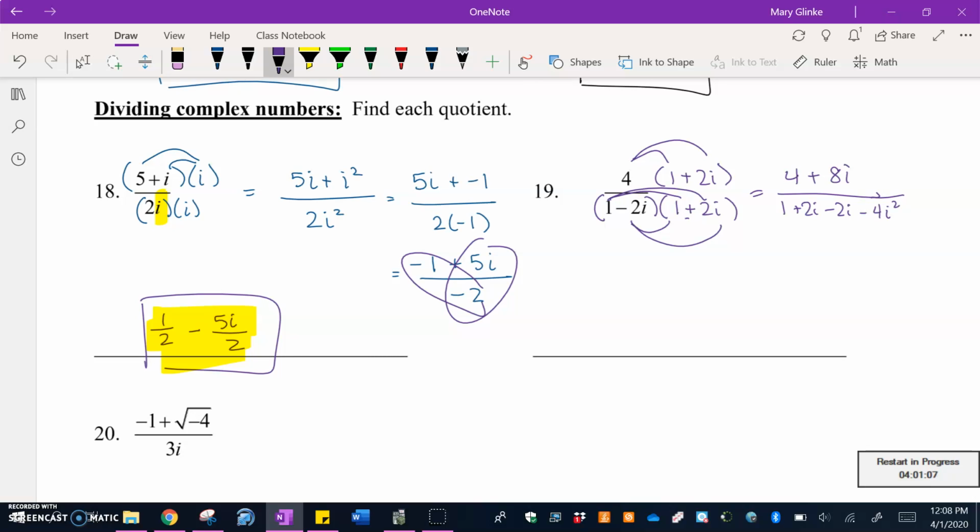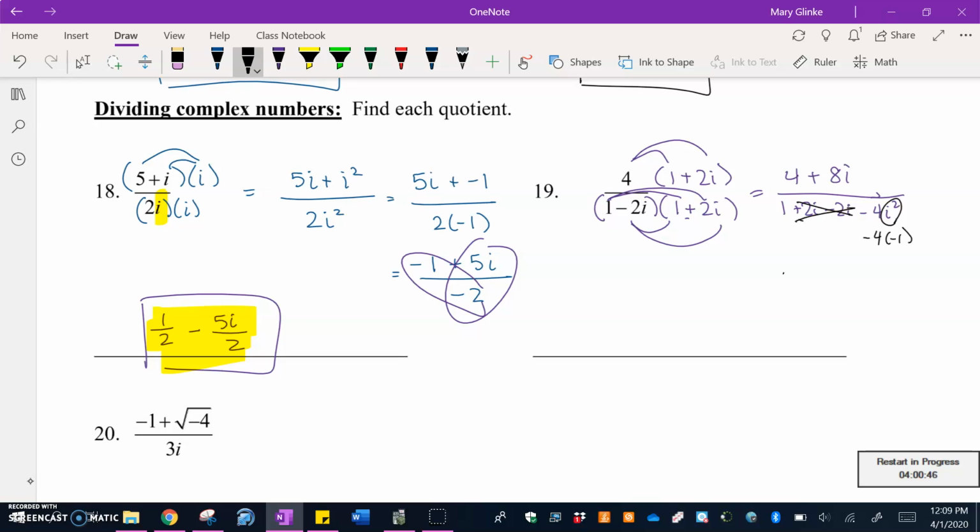So we distribute. Now we look to combine like terms and simplify things. The 2i and the negative 2i in the denominator cancel each other out. And we have this i squared. We have to deal with that i squared. i squared we can simplify, so we have negative 1 there.